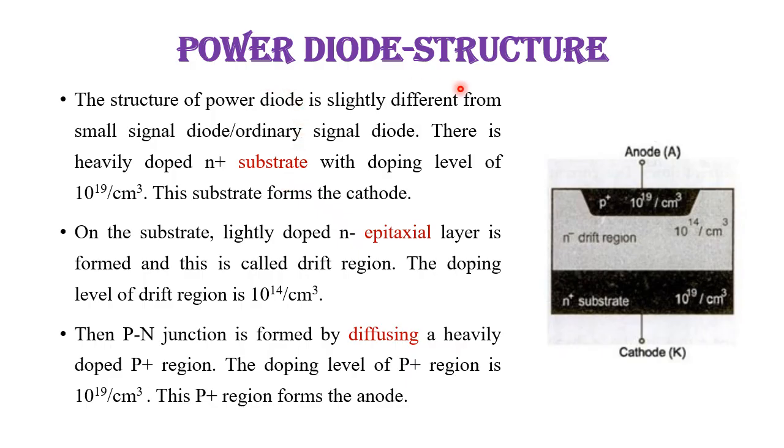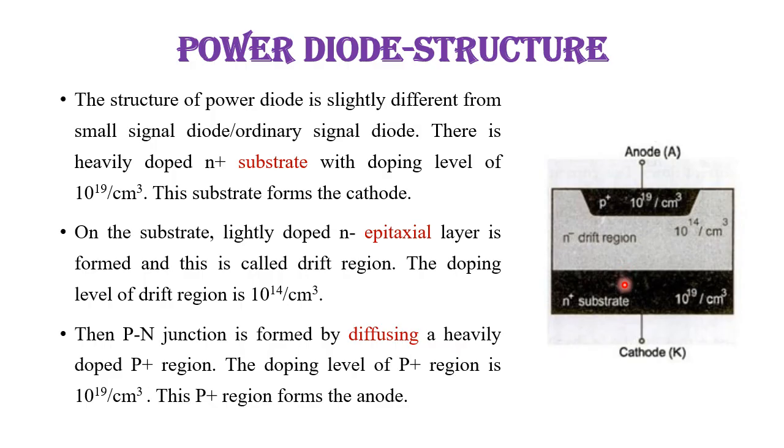Structure of the power diode. The structure of the power diode is slightly different from the ordinary signal diode. As we have discussed, this N minus drift region is an additional region formed in the power diode. And there is a heavily doped N plus substrate. Here you can see this is an N plus substrate with a doping level of 10 to the power 19 per centimeter cube, and this substrate forms the cathode. Here is the cathode. So from the substrate we have taken a terminal as the cathode.